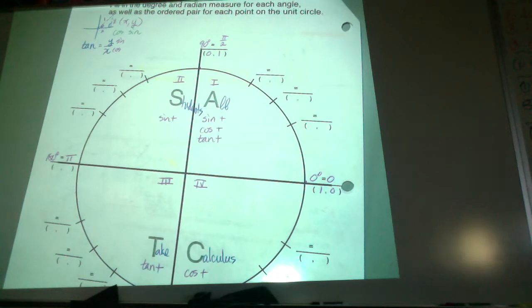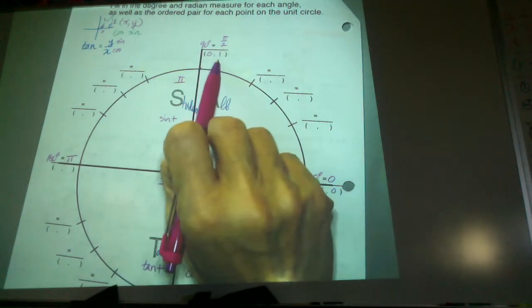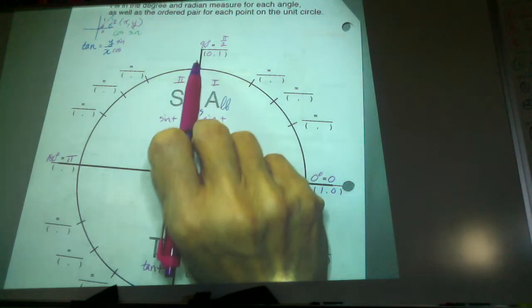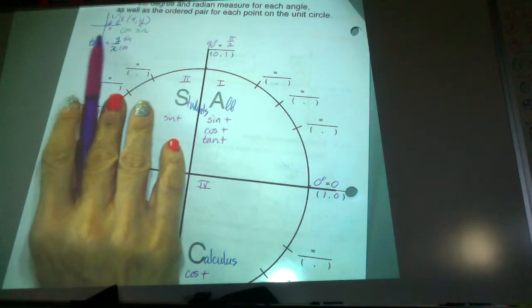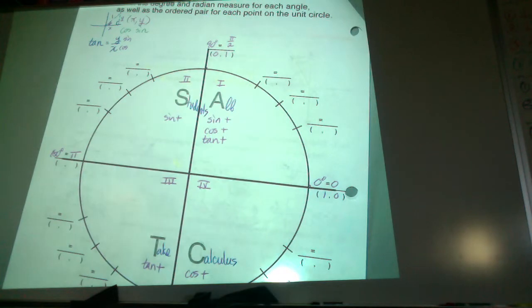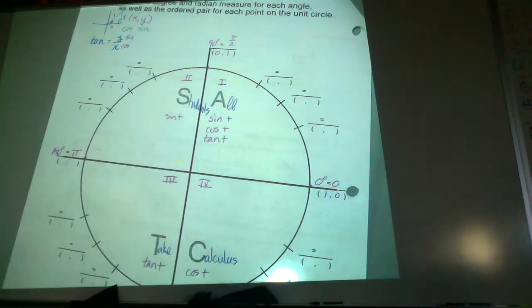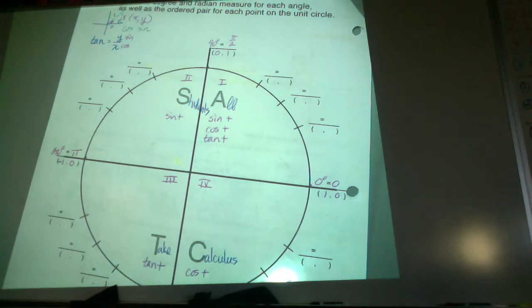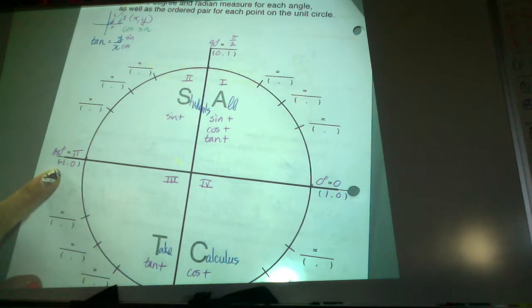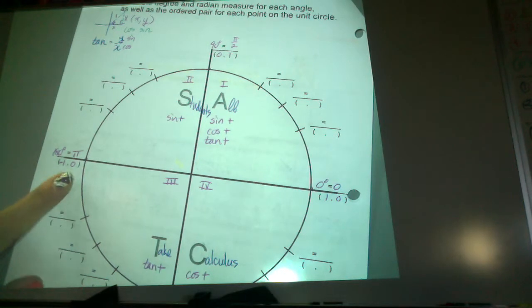Why is it 1? Because the y value is your sine. The x value is your cosine. Based upon what we said here. Right? I'm just increasing the angle. Then over here at 180 degrees equals pi, what is this ordered pair? We're now going negatively on the x-axis, so it is -1, 0. So the cosine of 180 degrees will be -1, and the sine will be 0.